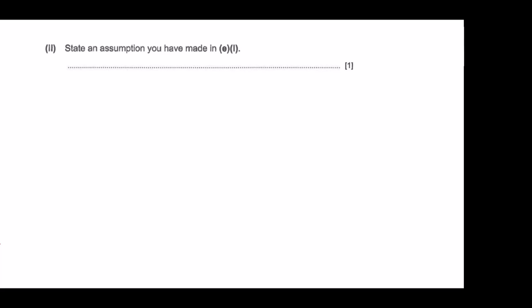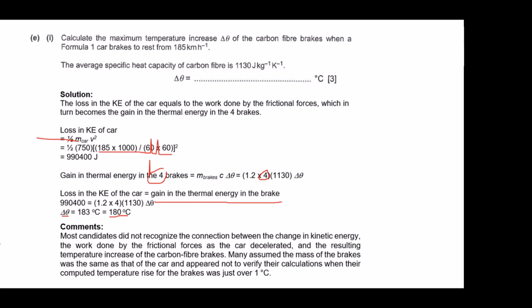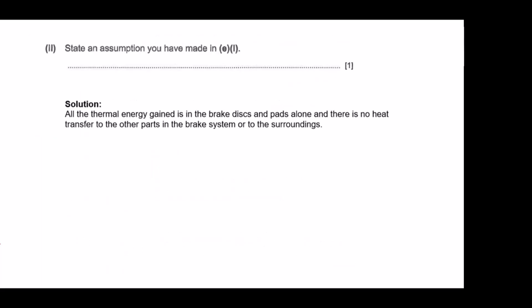Okay, with this, you are asked to state the assumption you have made in part 1. Based on what you've done, the concept of COE, loss in KE equal to gain in thermal energy, we assume that all the thermal energy is in the brake disc. There is no heat transfer to other parts. So it's an ideal case where all the KE lost is converted to the thermal energy gain in the brake disc and no heat transfer to other parts.